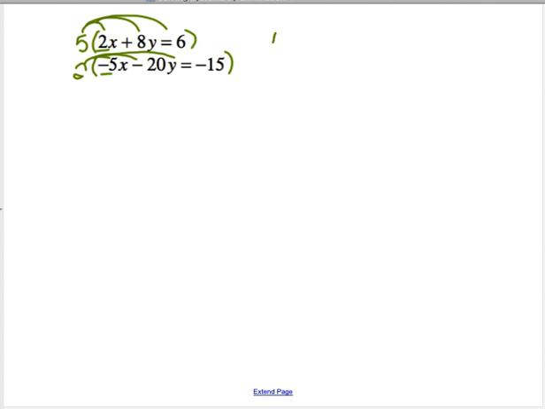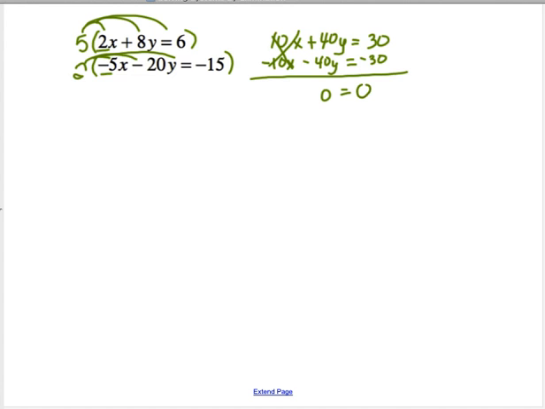And in doing so, I get 10x plus 40y equals 30. The bottom equation, I get -10x minus 40y equals -30. I have additive inverses there. 40y minus 40y gives me 0. 30 minus 30 gives me 0. Does 0 equal 0? Yes, it does. So you will have infinitely many solutions.